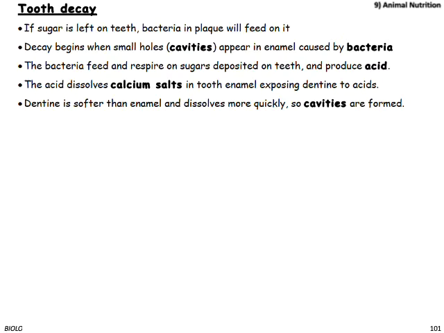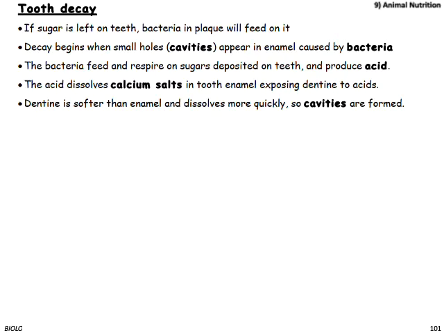Tooth decay. If sugar is left on the tooth, bacteria in plaque will feed on it. The decay begins when small holes like cavities appear in the enamel, caused by bacteria. The bacteria feed and respire on sugar deposited on teeth and produce acid.